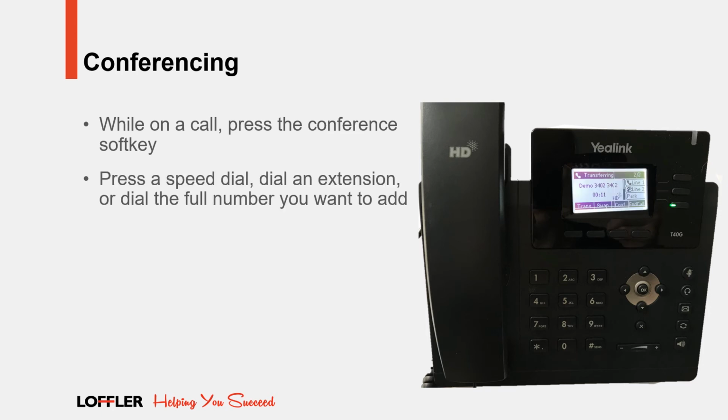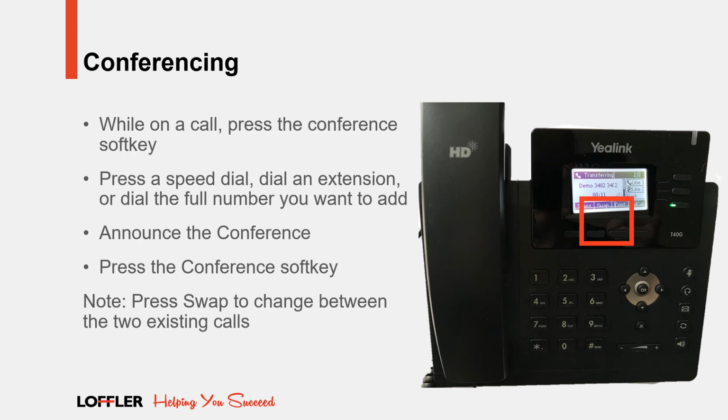To create a conference call, while on a call, press the conference soft key. Press a speed dial, dial an extension, or dial the full 10-digit number you would like to add. Announce the conference to the third party and press the conference soft key to join the calls. Please note, if you press swap, you can go in between the two existing calls.